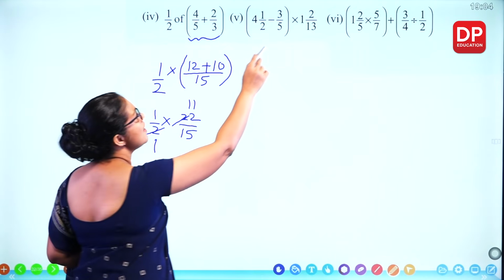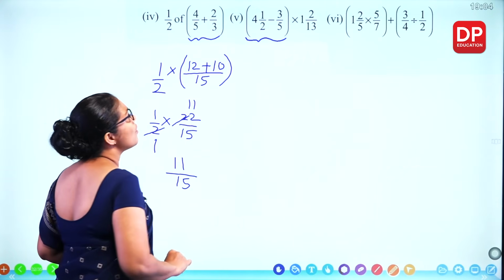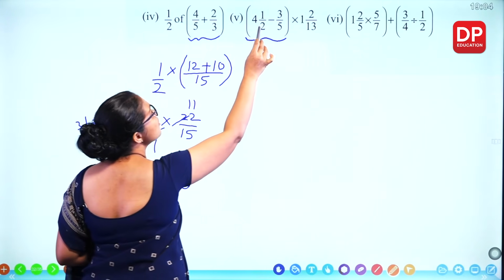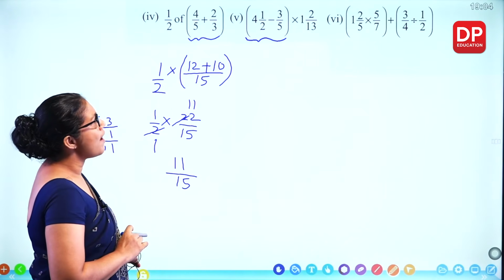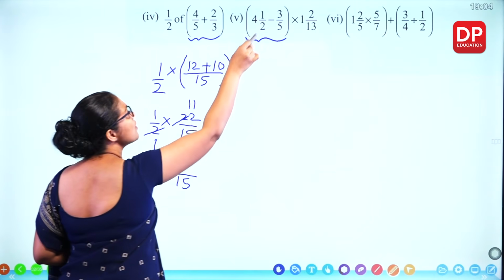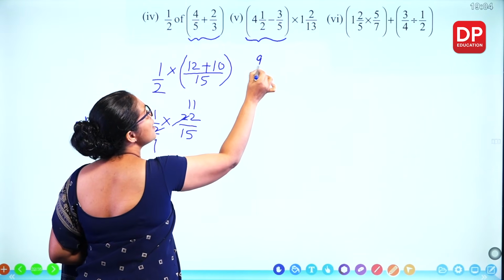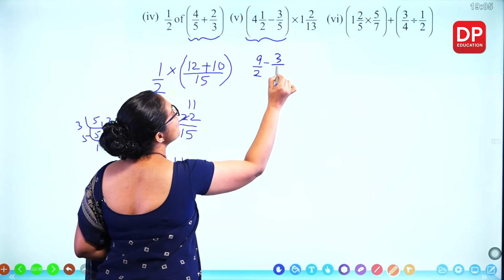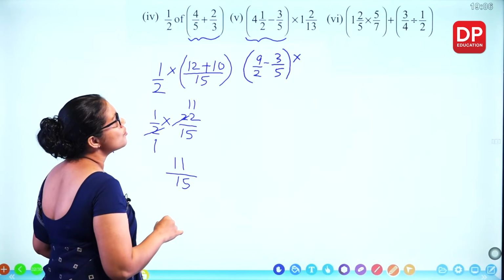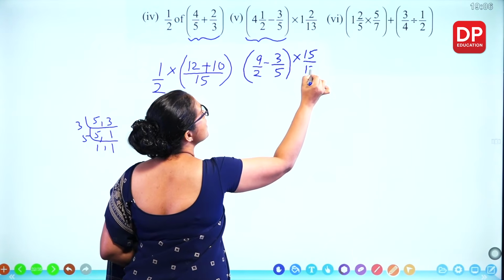You get brackets and multiplication. So first thing you have to do brackets. So I'll teach you two methods here. First thing, you can convert this to improper fractions and find out the answer. First we'll do that. So how can you convert this to a mixed number? 4 times 2, 8. 8 plus 1, 9 over 2. So this is 3 over 5. And now you have to convert this to an improper fraction. 13 times 1 is 13. 13 plus 2 is 15 over 13.